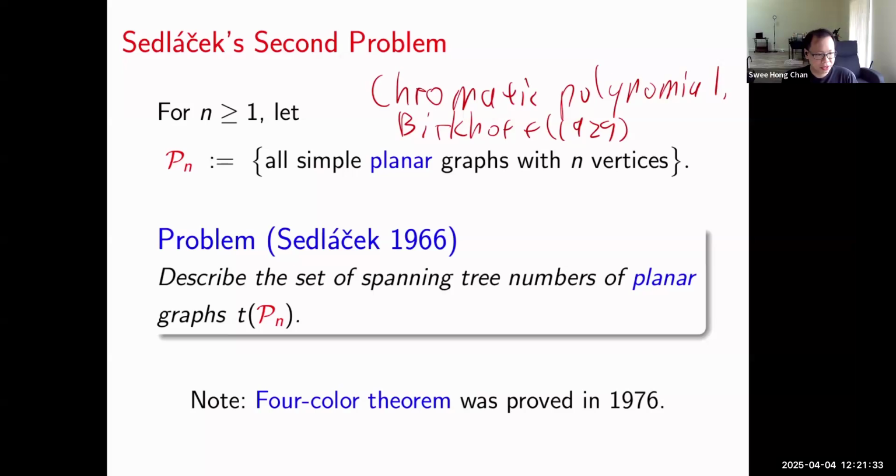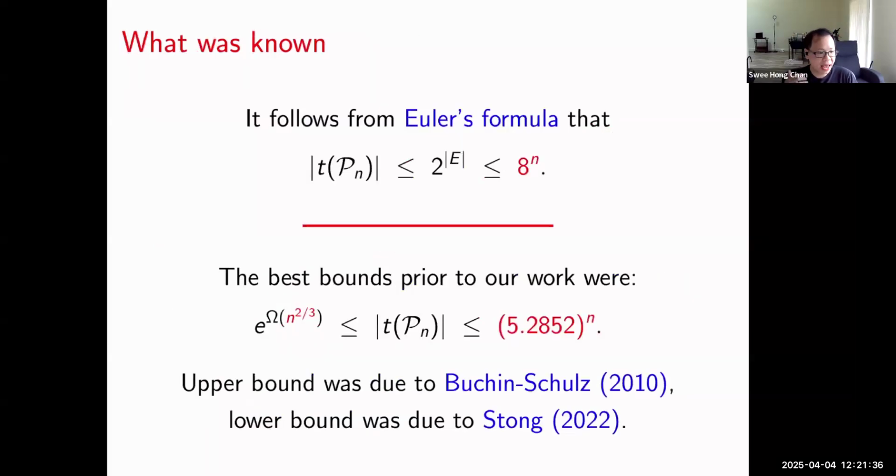The second reason is that if you add the assumption that the graph is planar, notice the number of spanning trees is at most 2 to the power of the number of edges, because it's always a subset of edges. Remember that by Euler's formula, E is always at most 3v minus 6. Here n is equal to v. Therefore it follows that TPN is bounded from above by 8 to the power of n. So this gives an exponential upper bound for the number of spanning trees for planar graphs.